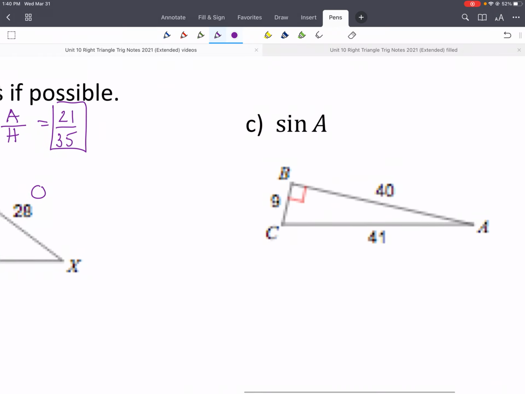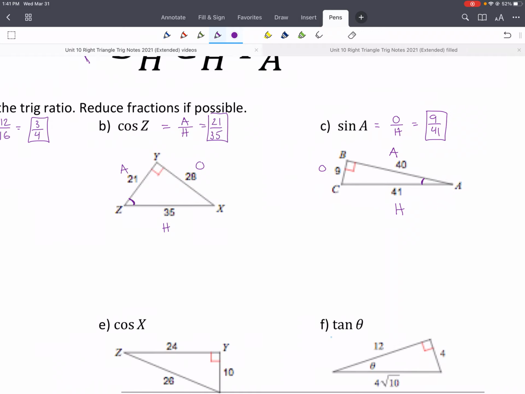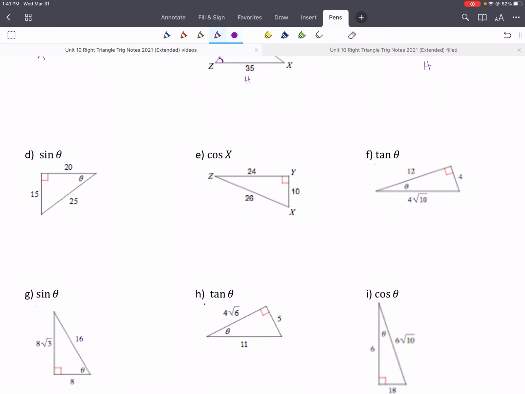All right, here's another example for sine. Again, I'll label the sides. Here we have our hypotenuse. Here we have angle A, I should write that down. So this is basically our angle A, or theta, if you want to call it theta. So this would be our opposite, and this would be our adjacent. Sine is equal to opposite over hypotenuse. So opposite is 9 over hypotenuse, which is 41. And that as well cannot be reduced. Okay, so why don't you pause for a moment and see if you can do the next 3.